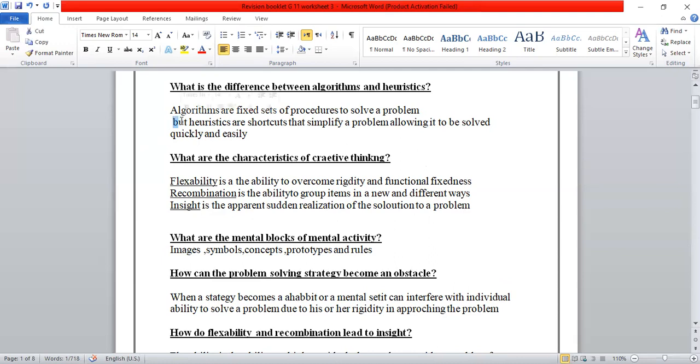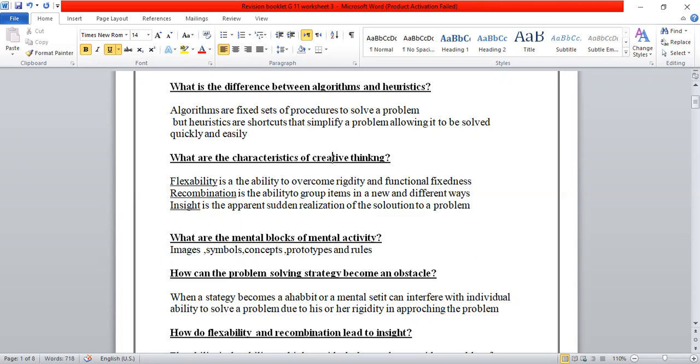What are the characteristics of creative thinking? We know that we have critical thinking and creativity. Actually, we have three characteristics. Number one, flexibility, which is the ability to overcome rigidity and functional fixedness. You need to be very flexible when you are thinking creatively.